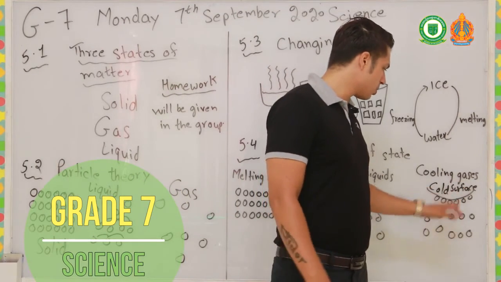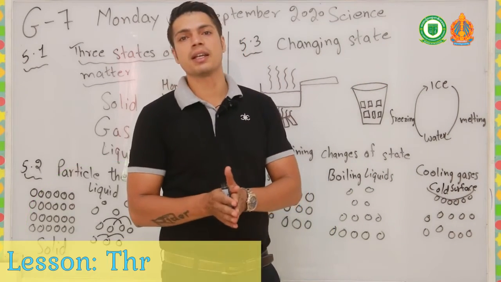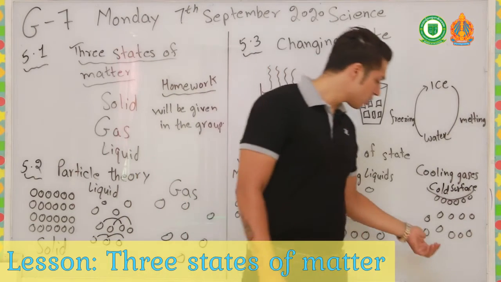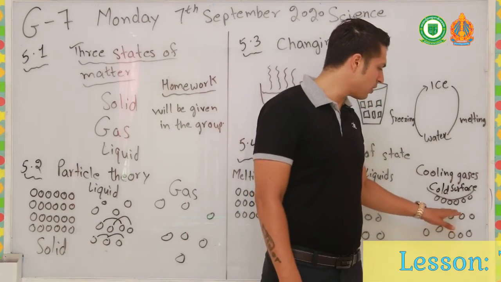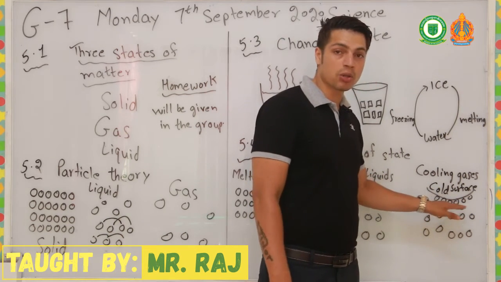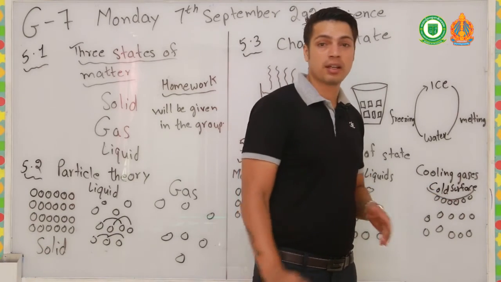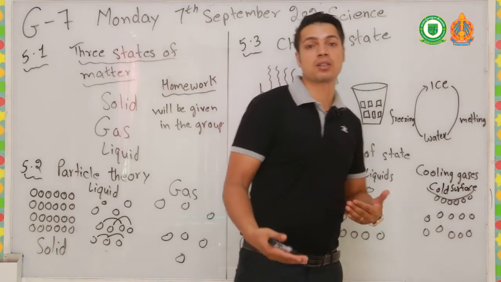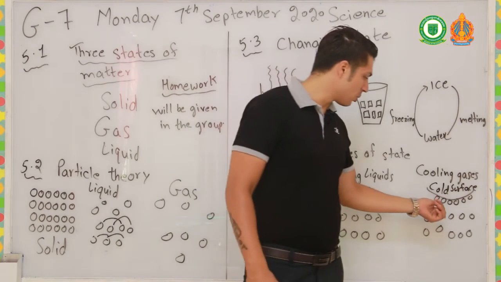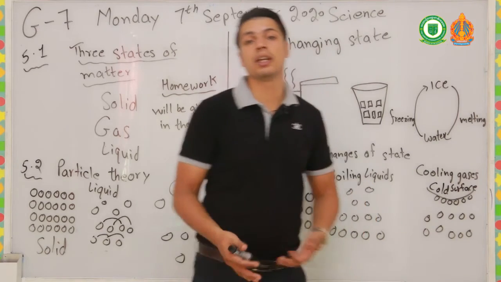Cooling gases, cool surface. As you know, particles in a gas have no attractive forces. So when they move freely, they go upwards, and when they touch any cold surface, they come together. They cannot move freely or go fast. Their movement becomes slow, so they change to liquid.